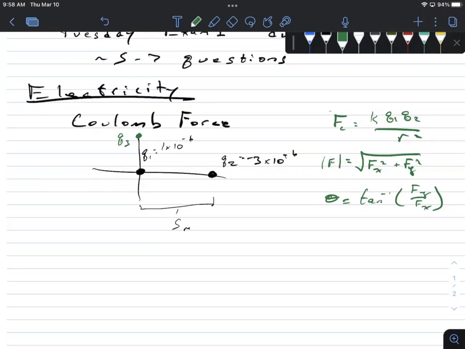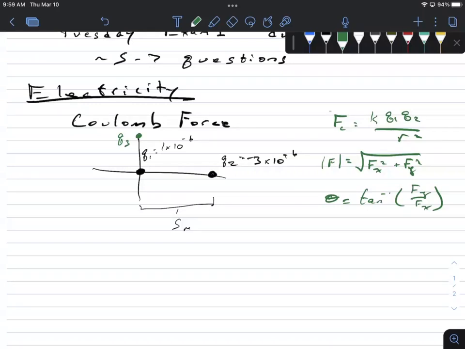Next, what's the total x piece? Well, it's the x piece of 1 and 2 plus the x piece of 1 and 3. Added together, you get a total x piece. And you do the same for the y's. You get a total y piece. Now I have total x, total y. That's when I do magnitude and direction.